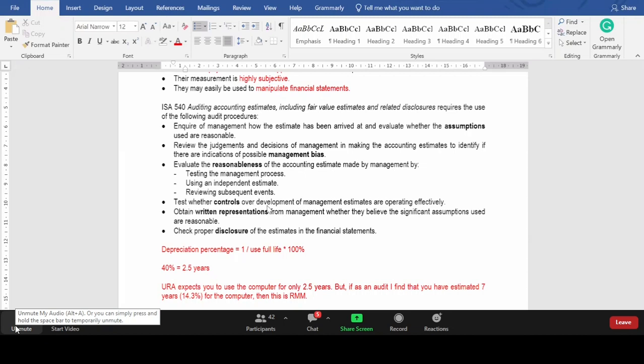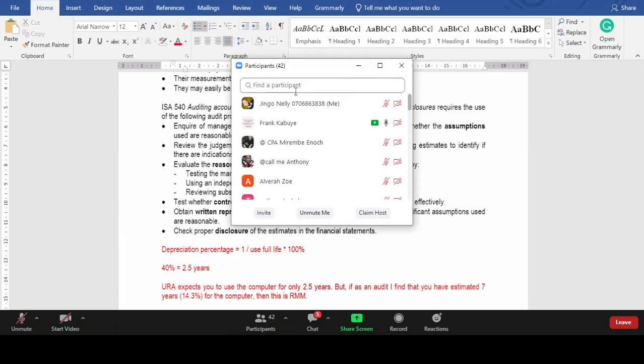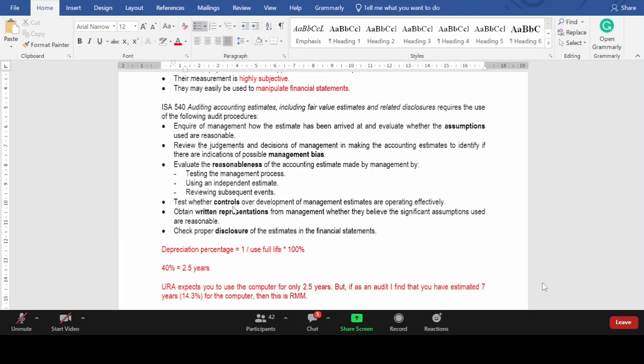Test whether controls over development of management estimates are operating effectively. So are there controls, like before you make an estimate, the board must approve it? The board must approve estimates like bad debt write-offs, how much bad debt to write off, and what depreciation rates. Those are controls. So did the board approve? Are those controls being followed while they are making the estimates, or are they not being followed? You get it? So you test that.